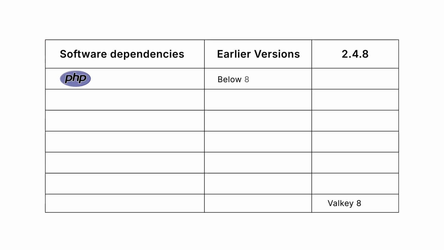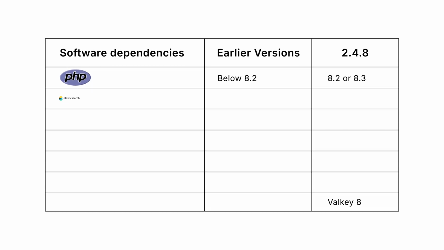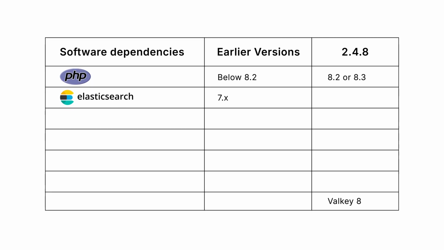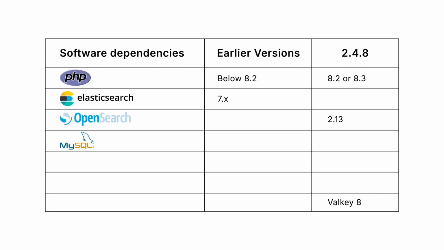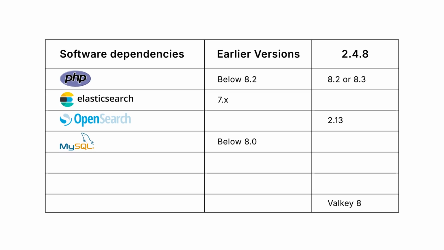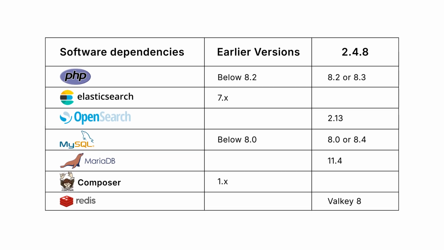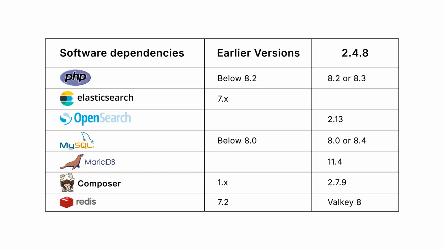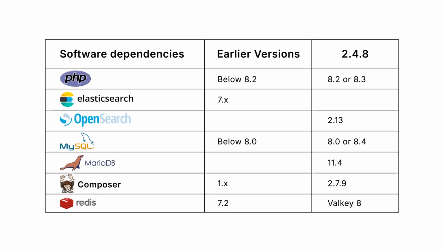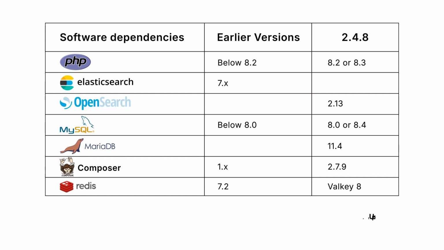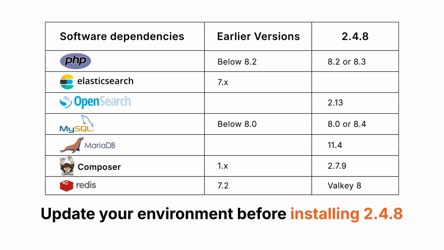PHP versions below 8.2 are no longer compatible, so you'll need to move to 8.2 or 8.3. Elasticsearch 7.x is out completely, replaced by OpenSearch 2.13 as the new search standard. MySQL versions below 8.0 won't function, so upgrade to 8.0 or 8.4, or use MariaDB 11.4 instead. Composer 1.x and Redis below 7.2 are also discontinued, with Composer 2.7.9 and Redis Valkey 8 taking their place. If your store runs on these older systems, update your environment before installing 2.4.8.